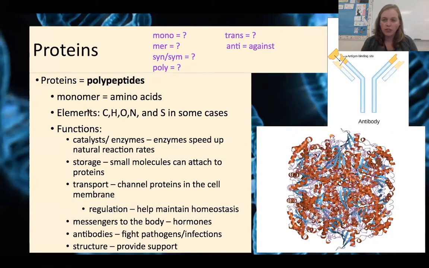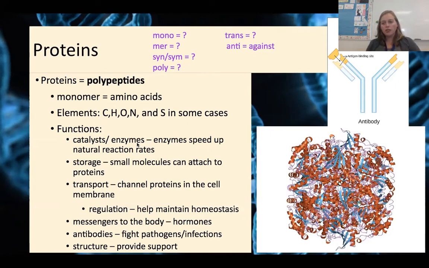Here are our elements, and let's take a look at our functions. For carbohydrates, you only have 2 functions, and proteins have many more functions than that. So the number one function I want you to remember for a protein is that they catalyze reactions, which means that they speed them up, make them go faster. And the types of proteins that do this are called enzymes. And enzymes lower the temperature that a reaction needs to take place so that a reaction can happen at body temperature versus a much higher temperature that would occur without the enzyme.